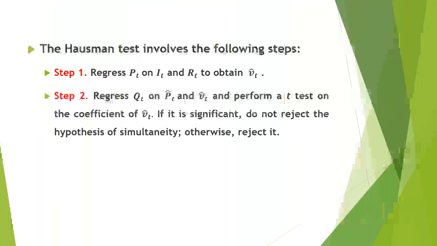two steps. These steps are: step 1, regress Pt on It and Rt to obtain V hat t. Step 2, regress Qt on P hat t and V hat t and perform a t-test on the coefficient of V hat t. If it is significant, do not reject the hypothesis of simultaneity. Otherwise, reject it. For sufficient estimation, however, some authors like Pindyck and Rubinfeld suggest regressing Qt on Pt and V hat t.